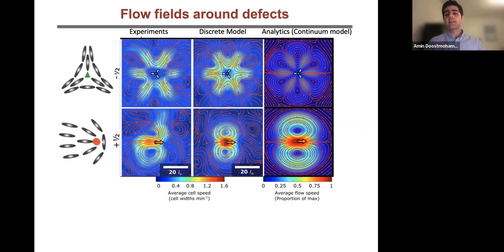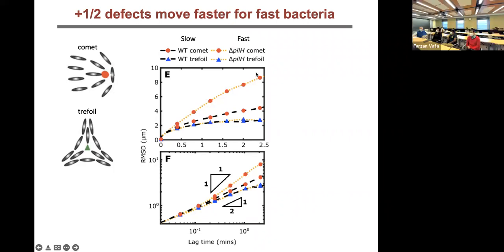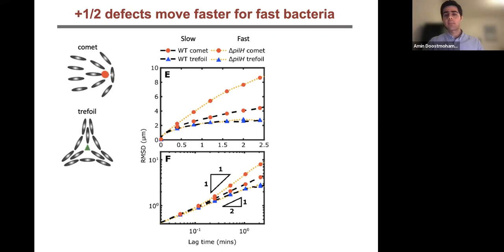And more importantly, from the continuum theory, we expect that the plus half defect should move faster for the fast-moving bacteria. And this is checked in the experiments. Now we have the mean square displacement for the minus half defects between the wild type and the mutant. They are the same. They essentially have the same kind of dynamics, but the plus half defect has this ballistic motion and is much faster in the fast-moving bacteria compared to the slow-moving one.